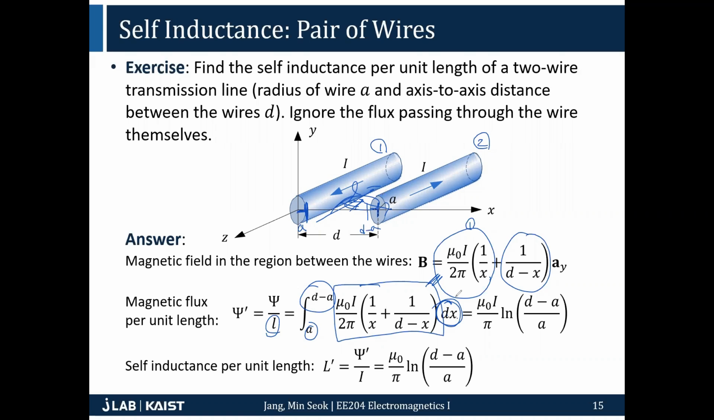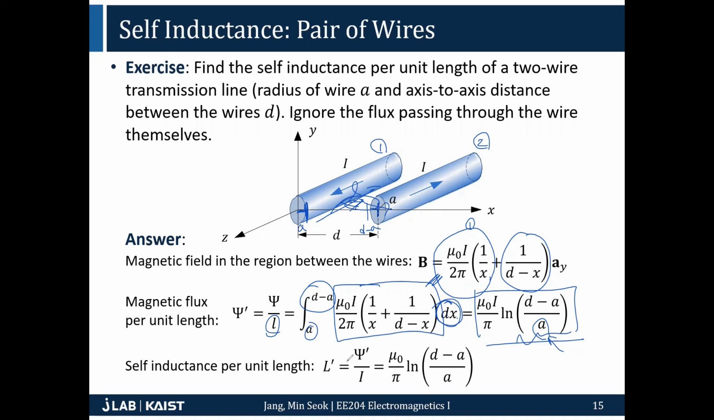Right? So if you actually do the calculation, you get this: mu 0 I divided by pi log of (D minus A) over A. And now you see why we assign non-zero A, right? If A was 0 in this problem, this term diverges. So your self-inductance diverges, which is not physical. So in order to prevent this from happening, we just assume a non-zero A, so that the problem is tractable.